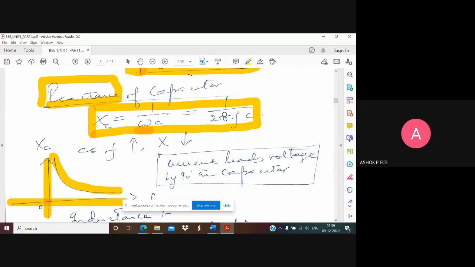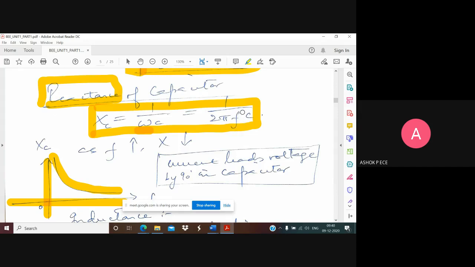What does infinity mean? It is offering maximum resistance. So it is equivalent to what? It is equivalent to an open circuit. The capacitance at DC is equivalent to an open circuit. Okay, remember that clearly. And when you apply very high frequency, what will happen?